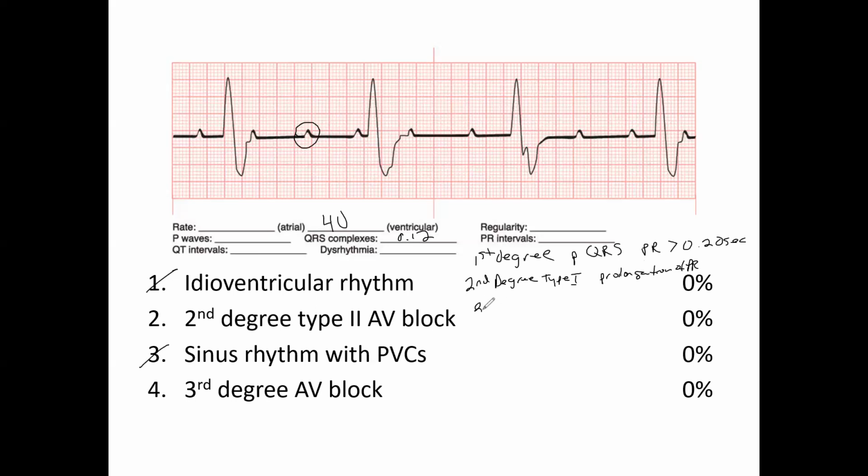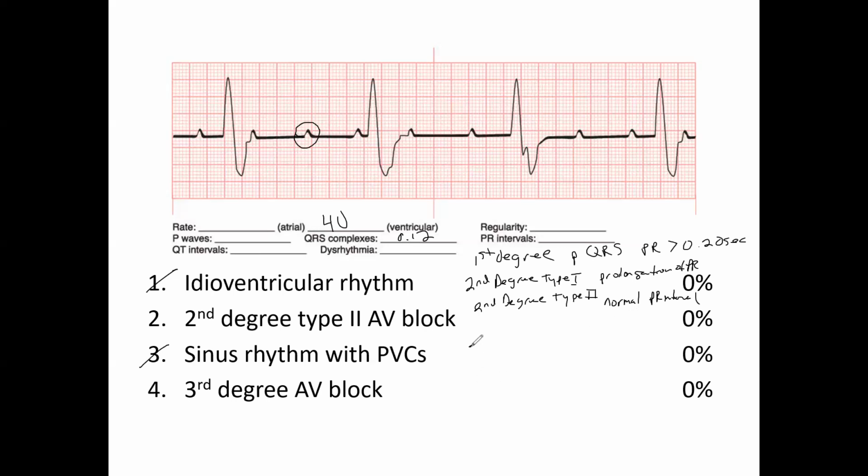Then you have second degree type 2 or Mobitz 2. And here, you're going to have a normal PR interval, and you'll have a P wave in front of every QRS complex, except every once in a while, you'll have a P wave standing alone by itself. Then you're in second degree type 2 or Mobitz 2.